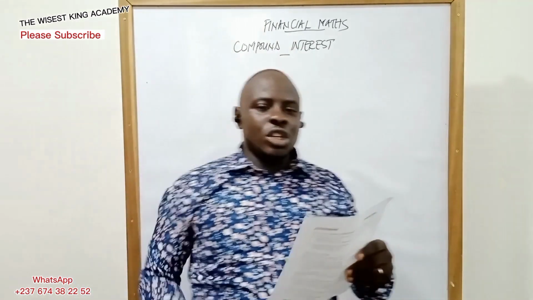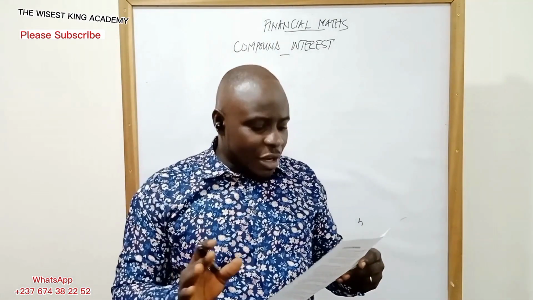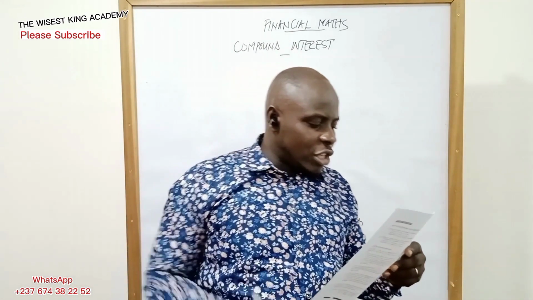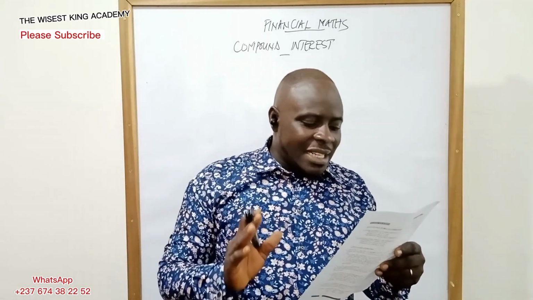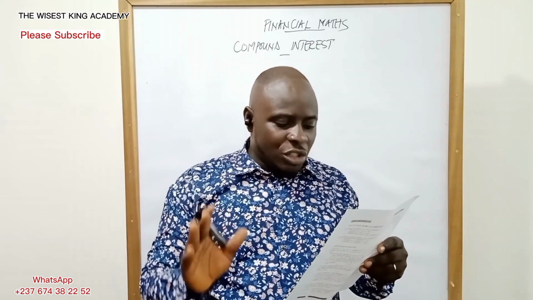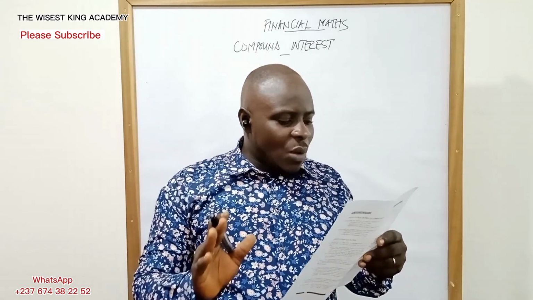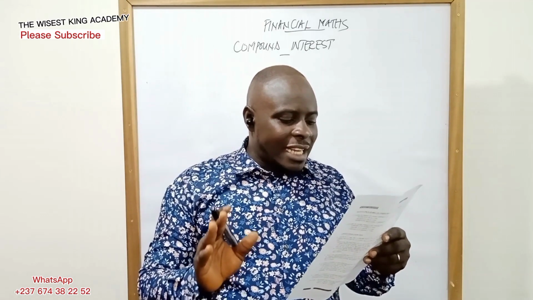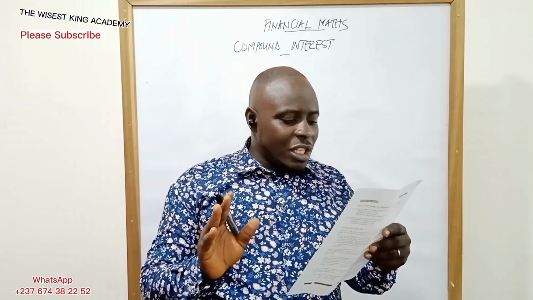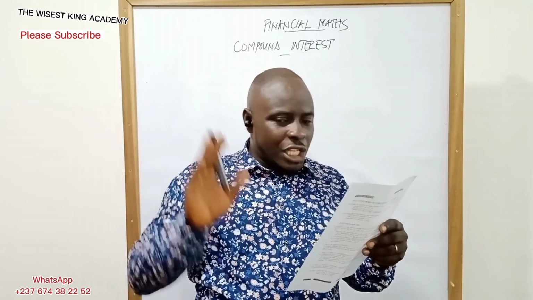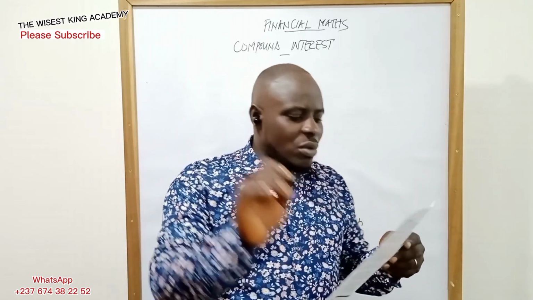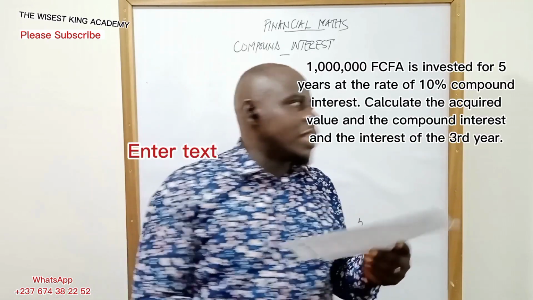So let's go to question number 1. Here we see how to calculate the compound interest. 1 million francs is invested for 5 years at the rate of 10% compound interest. Calculate the acquired value, the compound interest, and the interest of the third year.